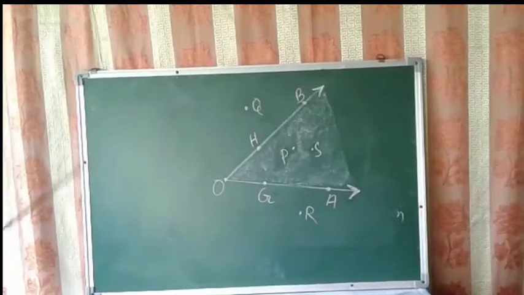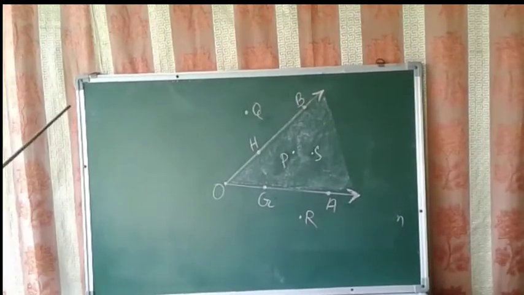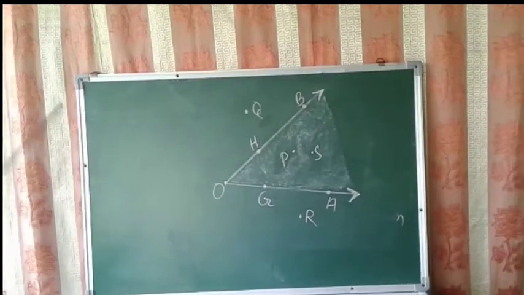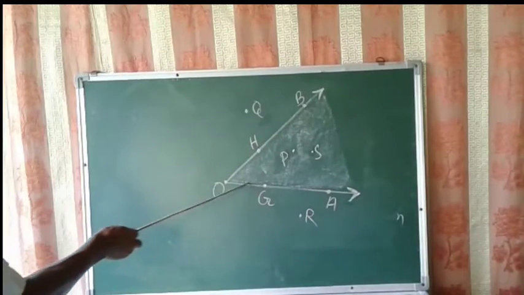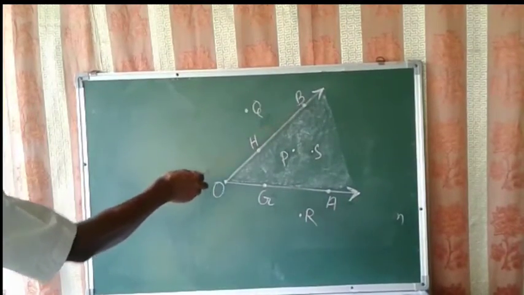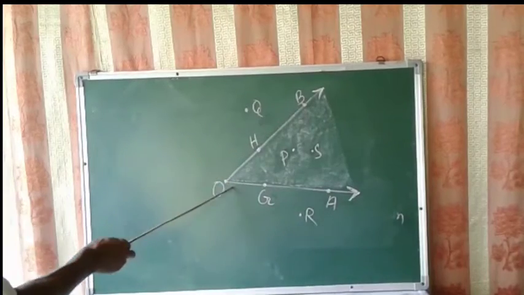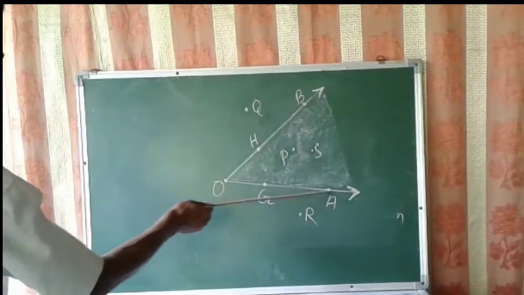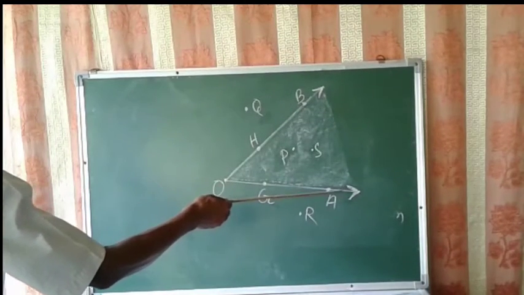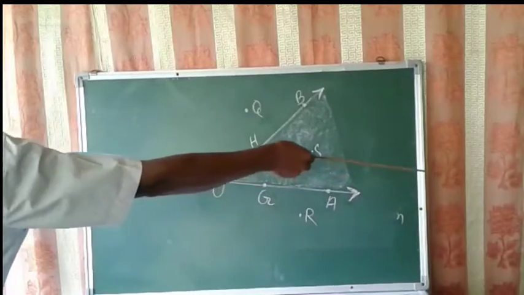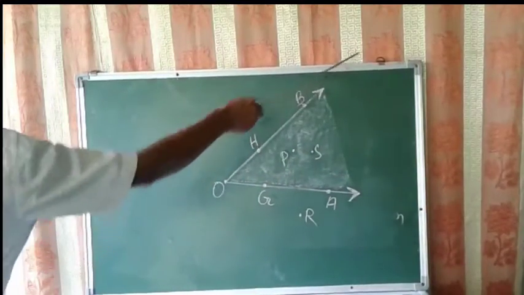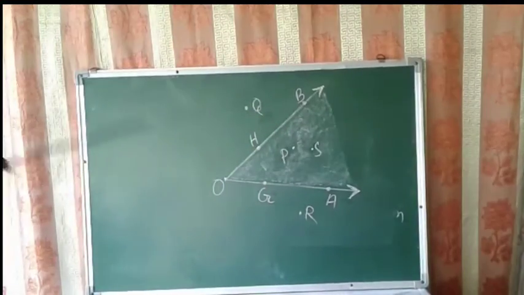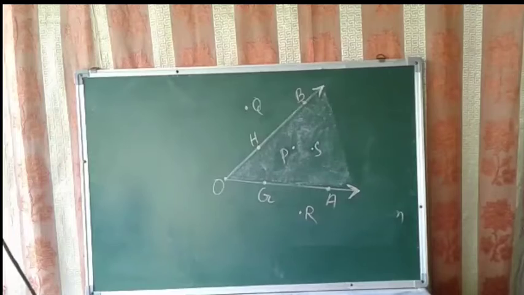What is interior region? The part of the plane which is within the arms of an angle produced is called the interior of the angle. This part, within this arm. OA and OB are the two arms. When this ray, OB, is extended to infinity, within these arms, this region is known as the interior region.